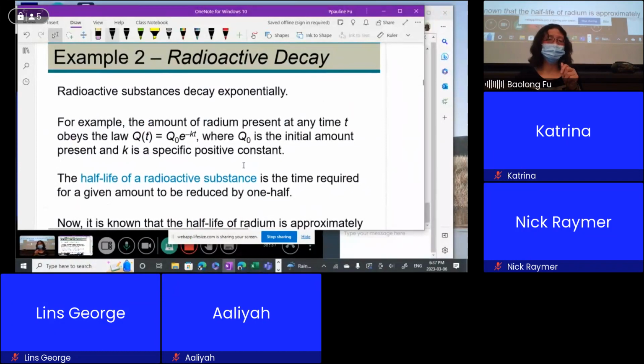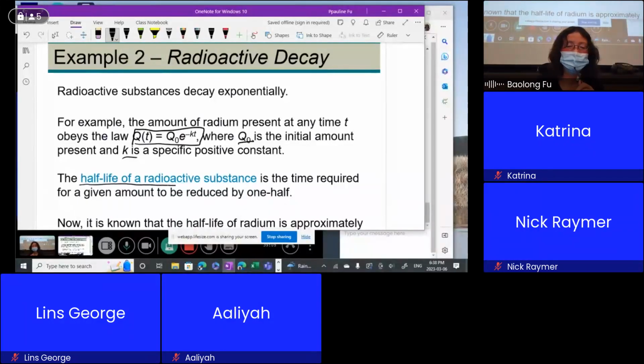The radioactive substances decay exponentially. For example, the amount of radium present at time t obeys the law Q(t) equal to Q0 e^(negative kt). Q0 is the initial amount, k is the positive constant. And what is the half-life of a radioactive substance? It is the time required for a given amount to be reduced by 1/2. So that is half-life.